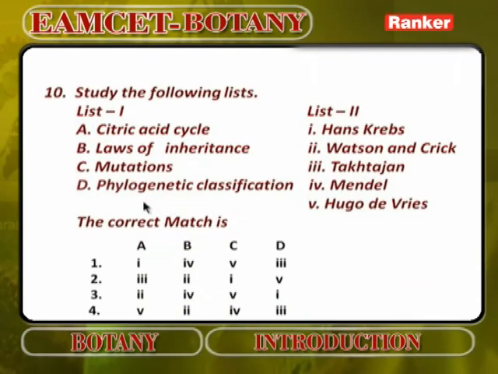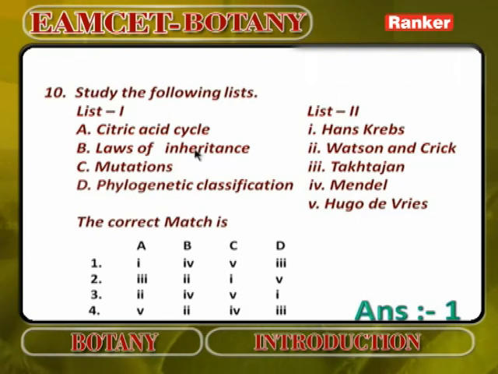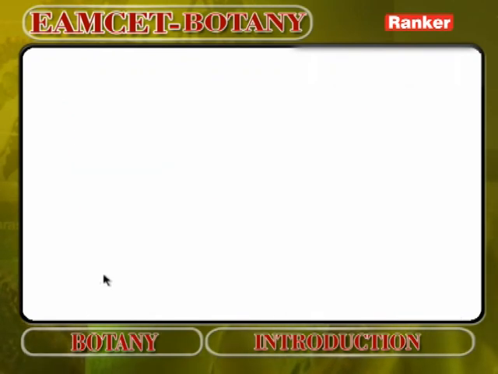Next. Study the following concepts. Citric acid cycle is by Hans Krebs. Laws of inheritance by Mendel. Mutations by Hugo de Vries. Phylogenetic classification proposed by Takhtajan. So for this tabular form, the answer is the first option. First option will be the answer.